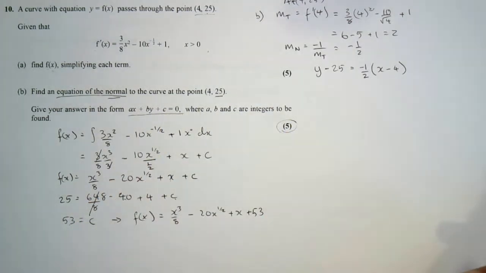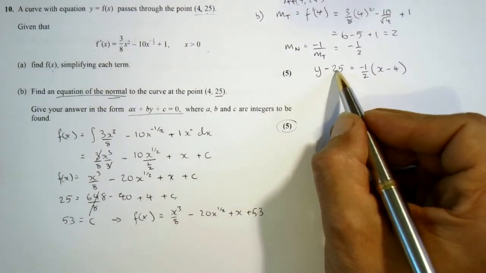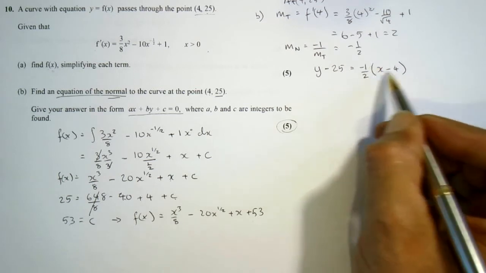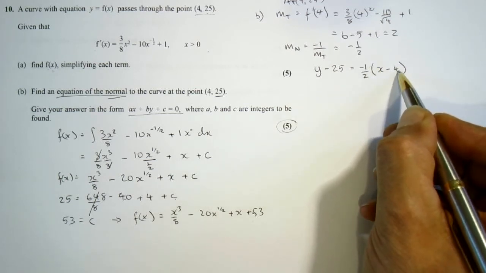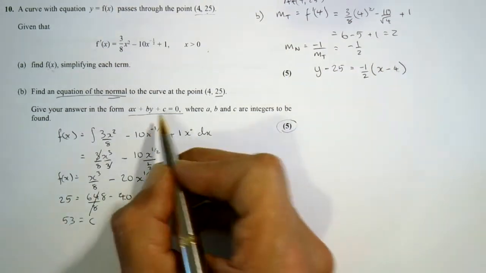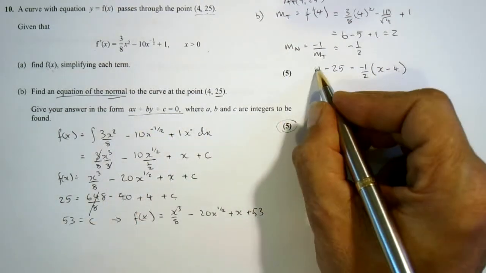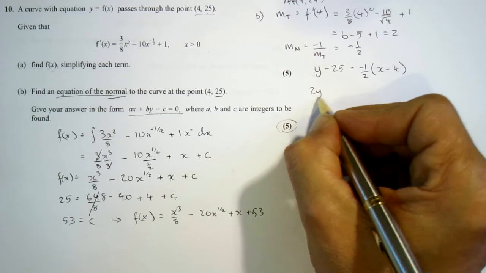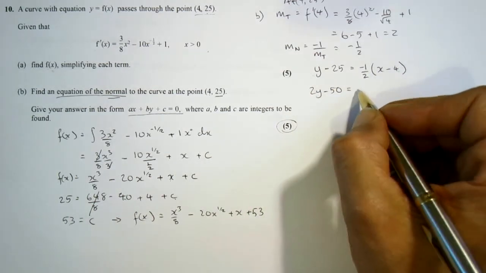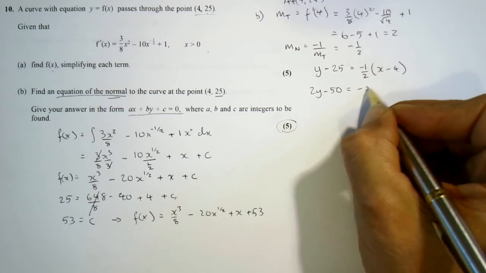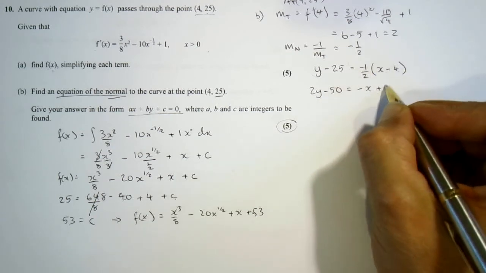Because we are given a format that they want the answer in. So we've got y minus y1 equals m bracket x minus x1. The easiest way to turn that format into this one is double this side to give 2y minus 50. And we can multiply this bracket out at the same time. So minus 1 times x, minus 1 times minus 4.